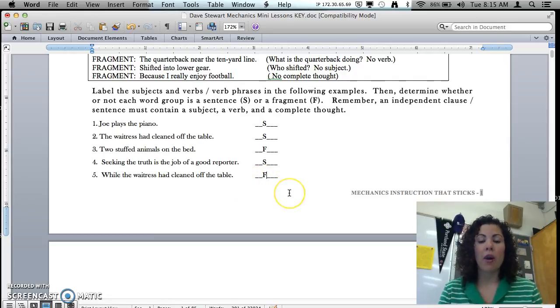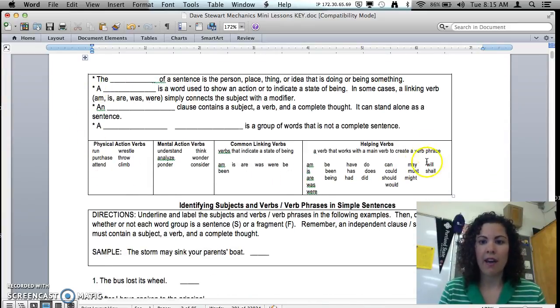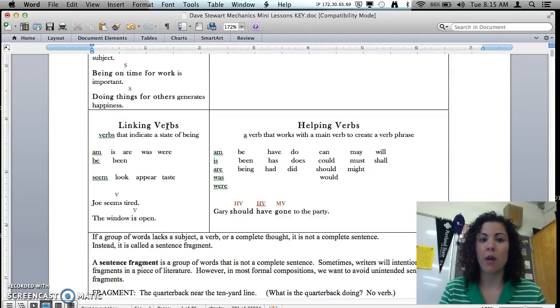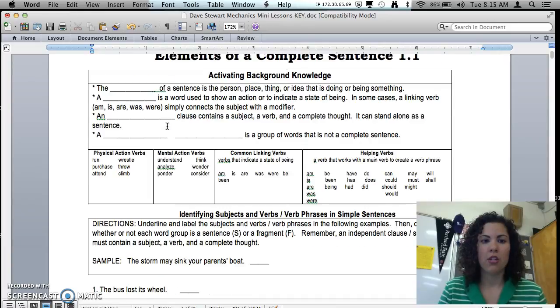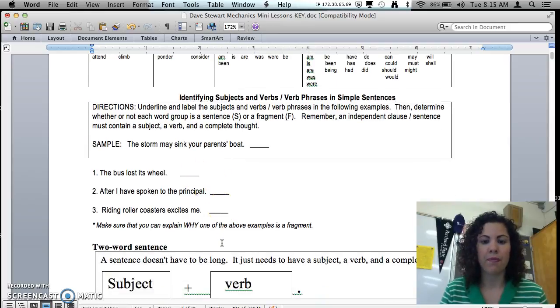Okay, I want you to go through, and each time you'll have this little box here where you're going to fill out the information. All of this information you're going to find up in the notes that we just went over. So it's going to ask you what the blank of a sentence is: a person, place, thing, or idea that is doing or being something. It has all those bold words in the front. It has all the information that we just talked about there. And then it's going to give you some directions of some stuff that we just did together. So underline the subject and verb or verb phrases, and then tell us if it's a sentence or if it's a fragment.